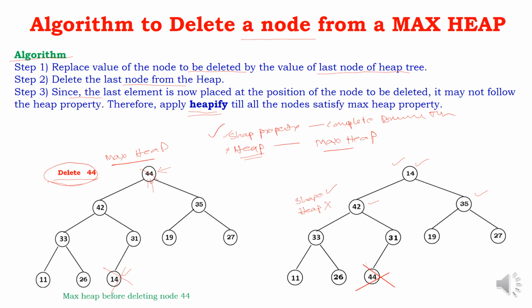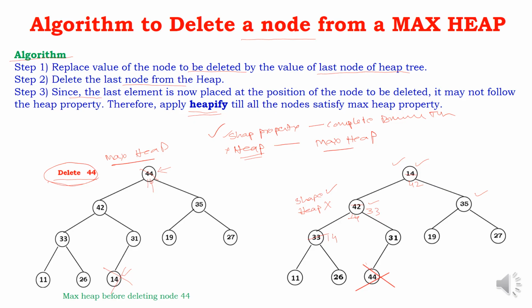So if you want to make it a max heap again, you have to replace with the largest value, say 42. 42 has to be placed in the place of 14 and 14 will be placed in the place of 42. Again, is it satisfying the shape property? Yes, it is satisfying shape property. Now, is it satisfying heap property? No, because 14 is less than 32 and 31. Again, they will be replaced. The largest value of 31, 33 is 33. So replace with 33. So 33 will be placed here, 14 will be placed here.